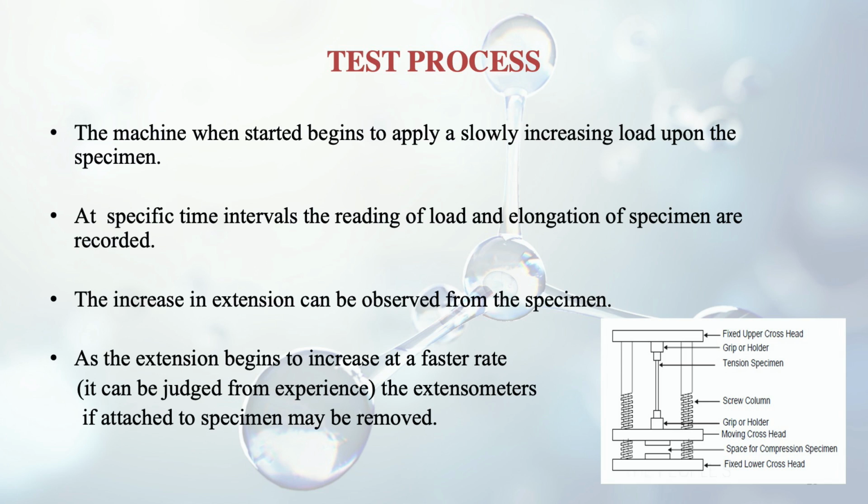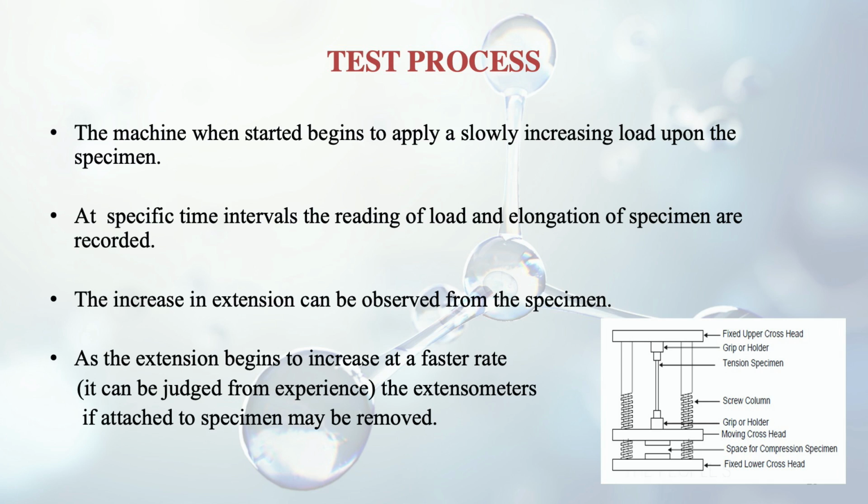Now we will discuss the test process. When the machine starts, it begins to apply a slowly increasing load upon the specimen. This is very important, because if we apply the load in different manners, different types of results will come. After that, once we apply the load at a certain rate, then at specific time intervals, the load and elongation of the specimen are recorded.